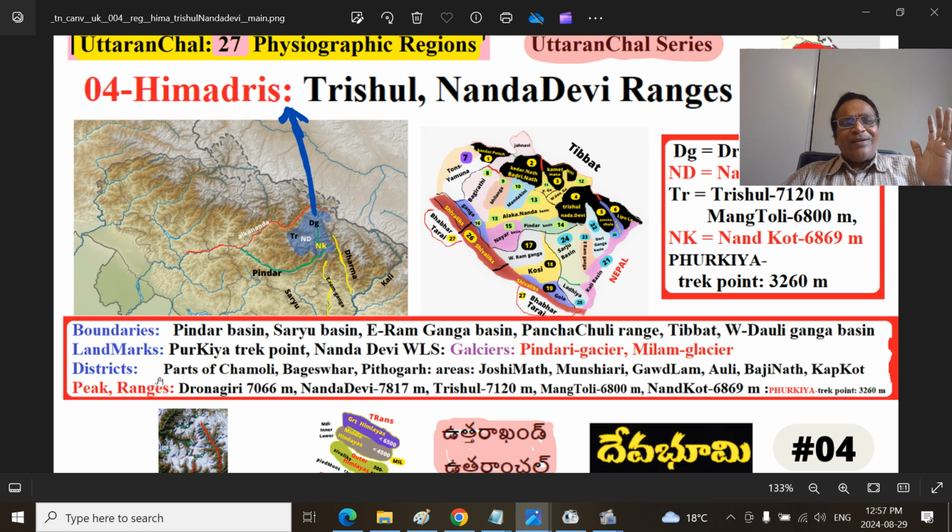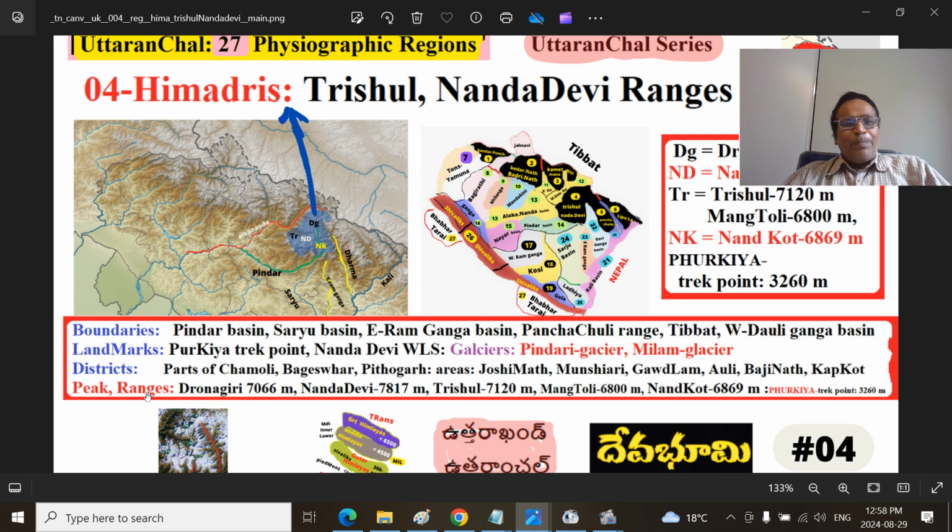Districts, I will show you the parts of this, essentially Chamoli district, and parts of Pithoragarh in the eastern part. Pithoragarh and Bageshwar used to be all historic Almora district, later divided into Nainital and further divided into Pantnagar, that is the Udham Singh Nagar area, and so on. Pithoragarh, that is the Joshimath Tehsil, and Munshiari now in the Pithoragarh Tehsil. Gwaldam region, I think, is in the Chamoli district, Auli ranges, Baijnath and Kapkot.